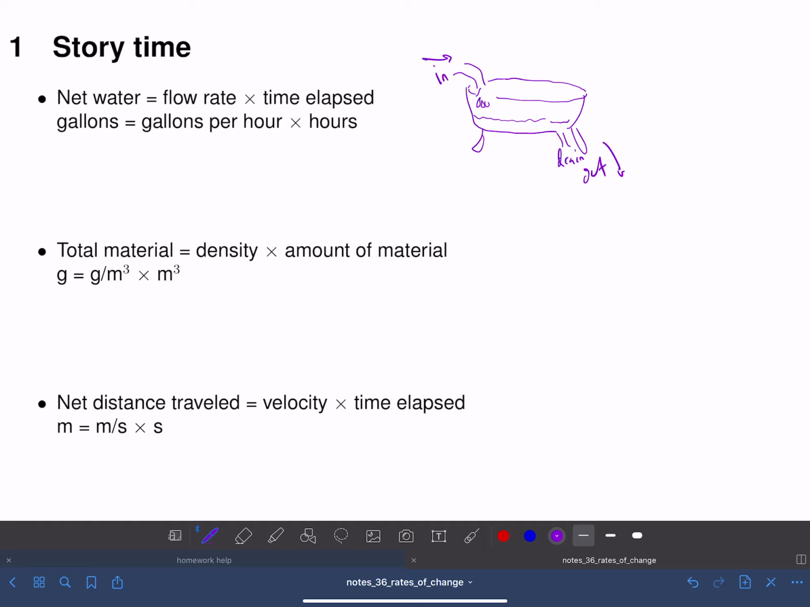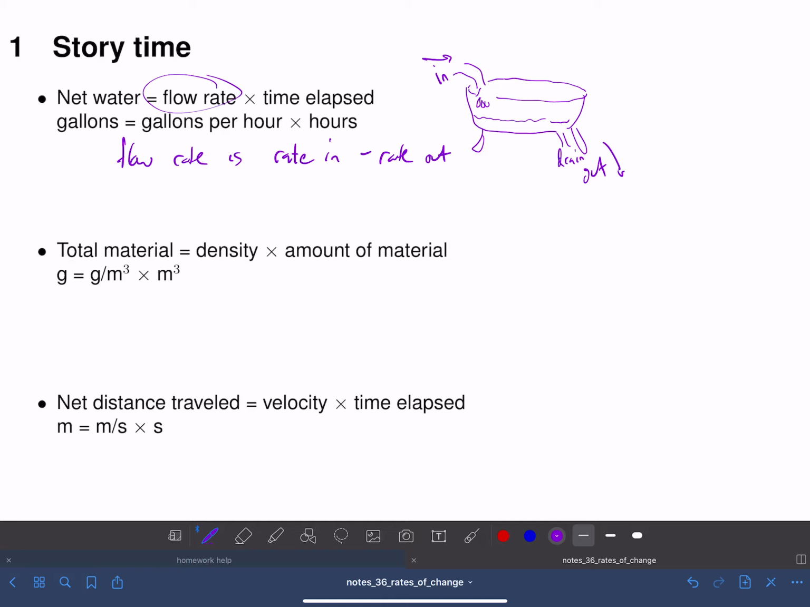Right? So we've got water in and water out. And we can measure the flow rate, which is the rate in minus the rate out. Because you can turn on the faucet at the same time as you drain the tub. Why not? So the flow rate is the rate in minus the rate out.